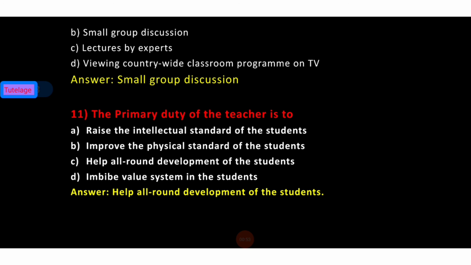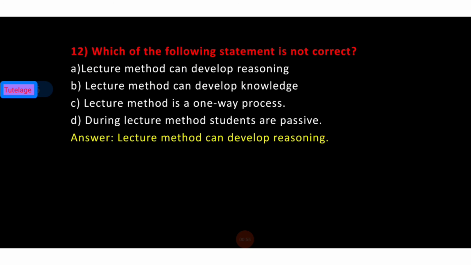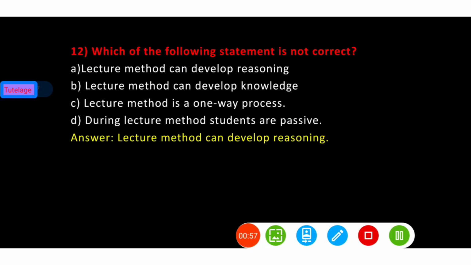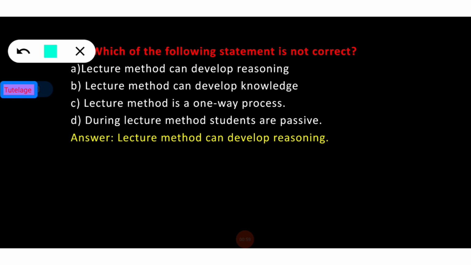Okay, so now move on to the last question for this session. Which of the following statements is not correct? Lecture method can develop reasoning. Lecture method can develop knowledge. Lecture method is a one-way process, and during lecture method students are passive. So which statement is not correct about lecture method?